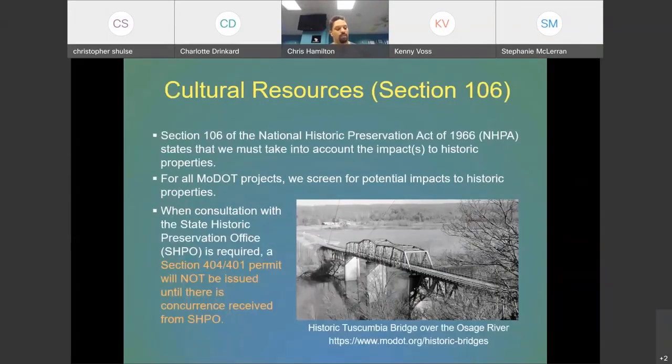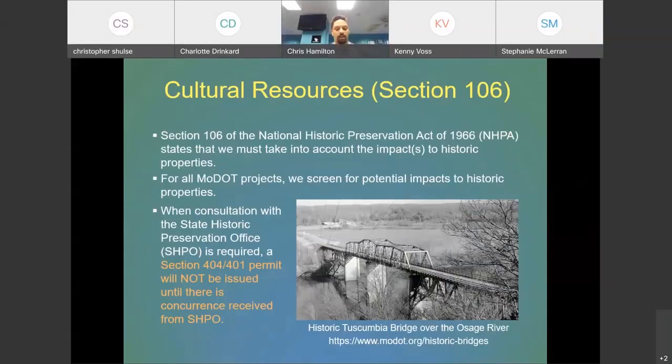The next section that we take a look at is not something that Caleb, Stephanie, and I look at. We actually have other staff in our office that review these projects for Section 106 Cultural Resources. They are the ones who will consult with SHPO, the State Historic Preservation Office. There's a segment of this that will go into our permit applications.